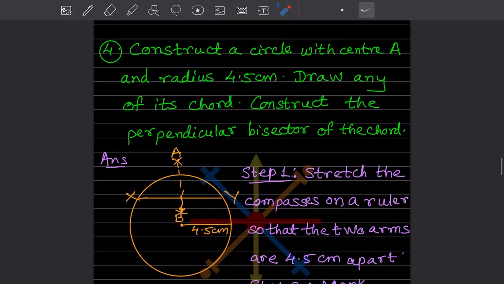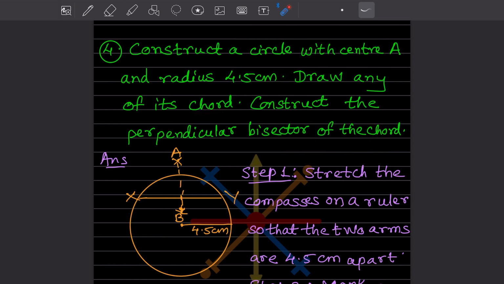Construct a circle with center A and radius 4.5 centimeter. Draw any of its chord. I'll tell you what is chord later. Construct the perpendicular bisector of the chord. Whenever you draw a circle, whatever passes through the center, this is the diameter. It can pass from anywhere. So this is called the diameter. And this chord, this is the center, it doesn't pass through the center. It can be anywhere, but it doesn't pass through the center. That is called a chord.